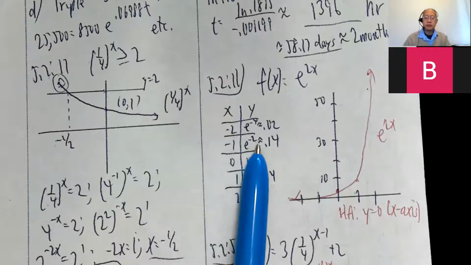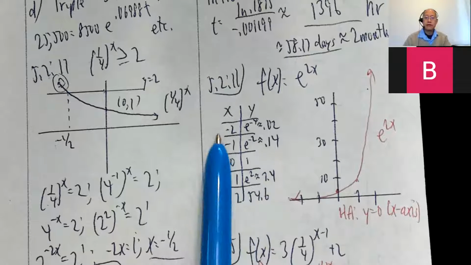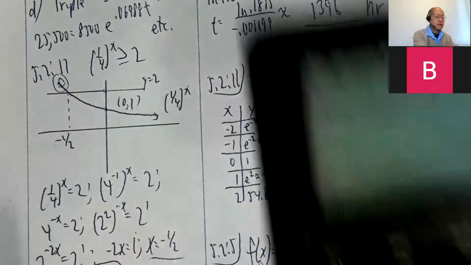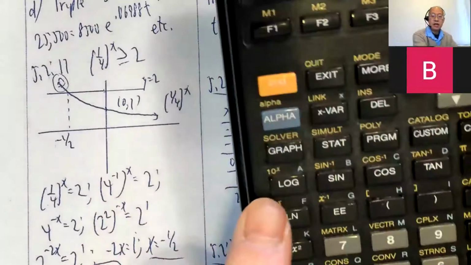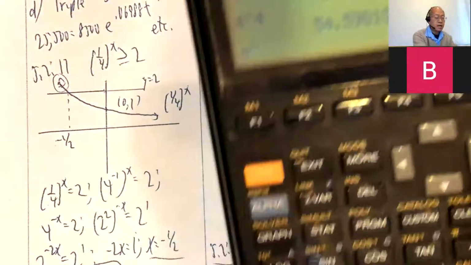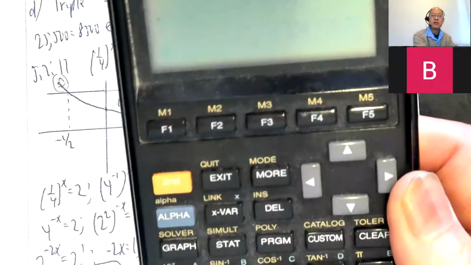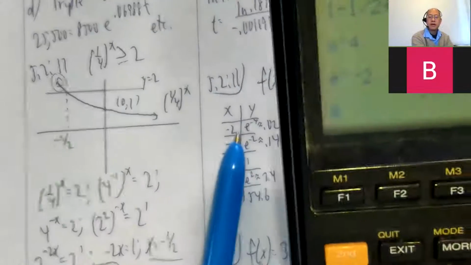-1 gives me -2. -2 gives me e to the -4. I'll show you e to the -2. Second function e to the x, and negative, again, for my calculator, negative is down here, -2. So e to -2, 0.135, call it 0.14.